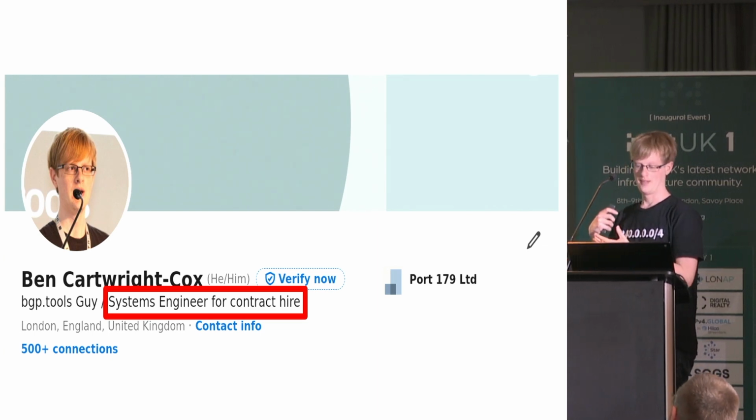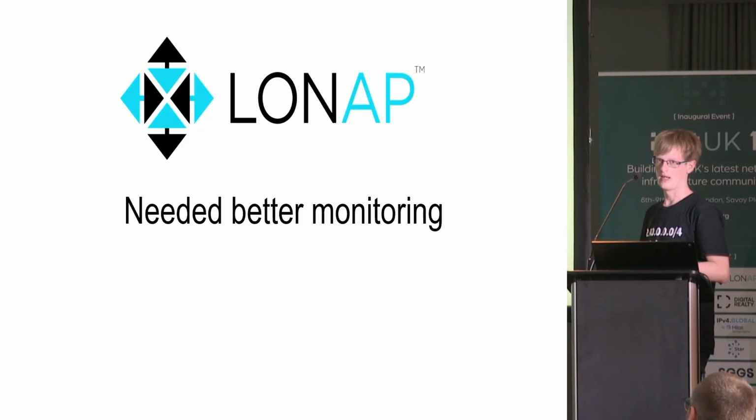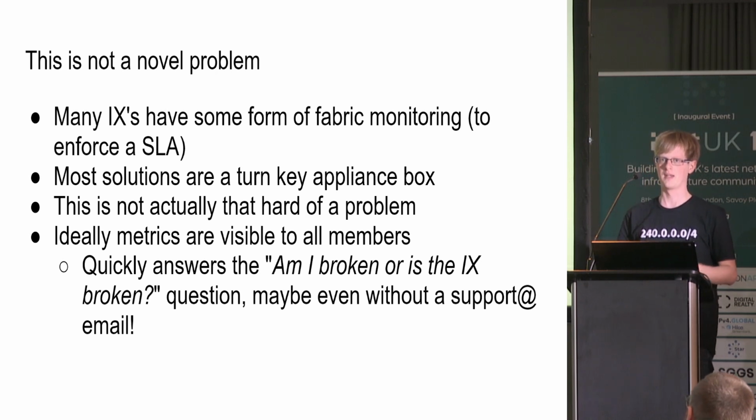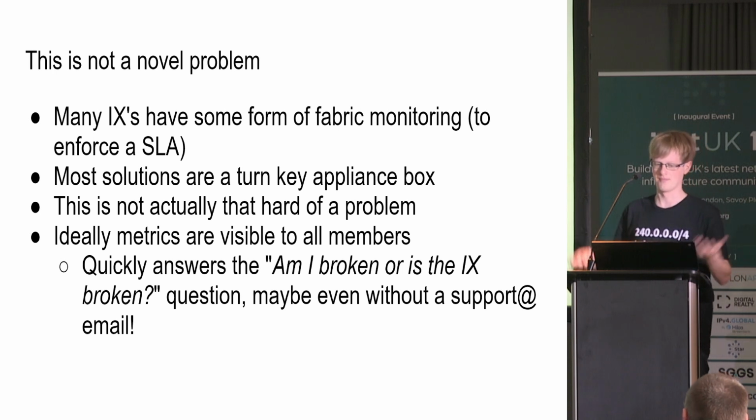So, LONAP was looking for better monitoring on the Internet Exchange. And this is not a novel problem. Most Internet exchanges have some form of fabric monitoring, mostly to enforce service level agreements, basically. And as far as I could understand while looking around, most of these were just turnkey appliance boxes. You can just buy a box, place them in all your things, and it'll tell you if there are problems in your backbone. And so it's not actually that hard of a problem.